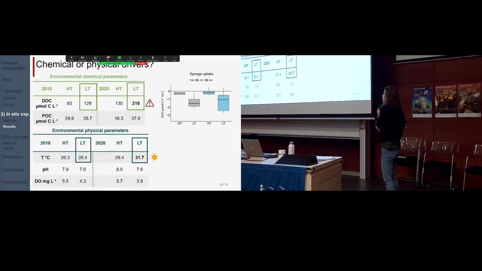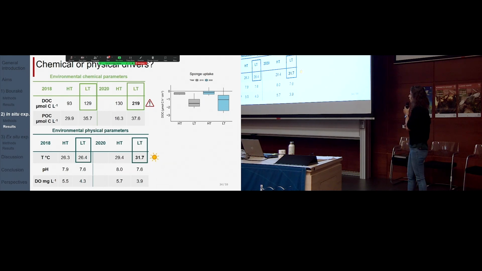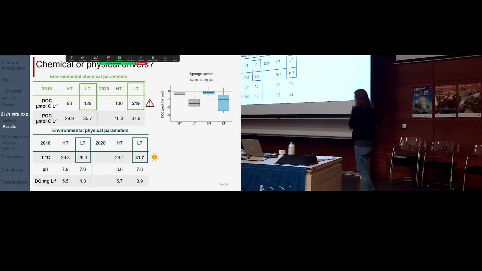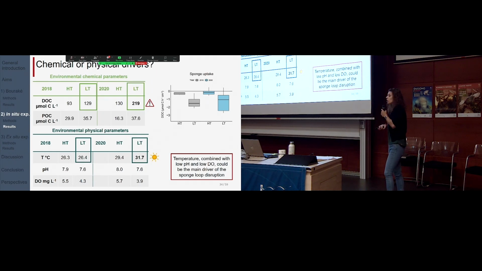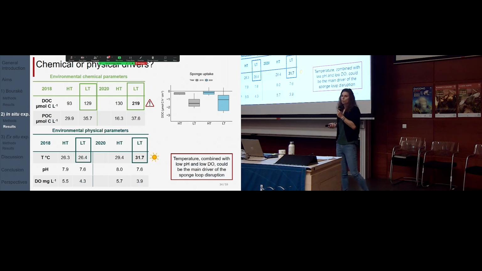For the physical parameters, I found that temperature reached 5 degrees more during the low tide in 2020 compared to the low tide in 2018. Then I hypothesized that a temperature increase above a sponge-tolerant threshold, in combination with low pH and low dissolved oxygen, could be the main driver in the sponge loop disruption.